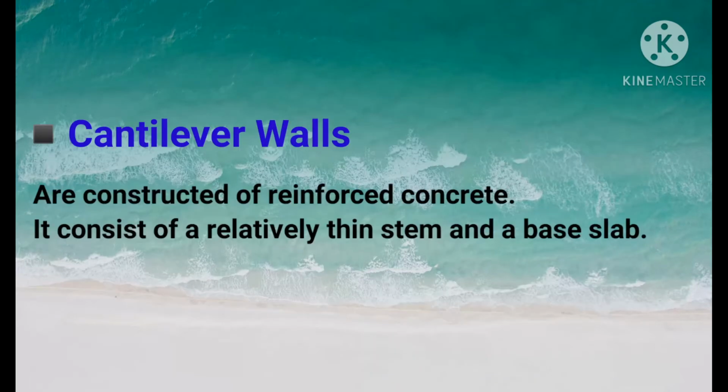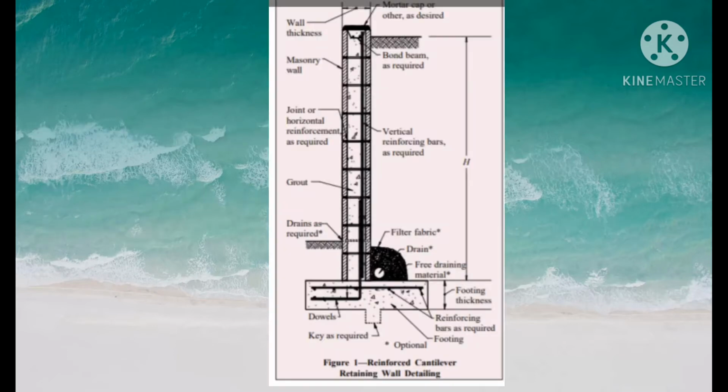Cantilever walls are constructed of reinforced concrete. They consist of a relatively thin stem and a base slab. Cantilever walls are usually made of reinforced concrete and work on the principle of leverage. Two basic forms can be considered: a base with a large heel so that the mass of earth above can be added to the mass of the wall for the design purposes, or, if this form is not practicable, a cantilever wall with a large toe.